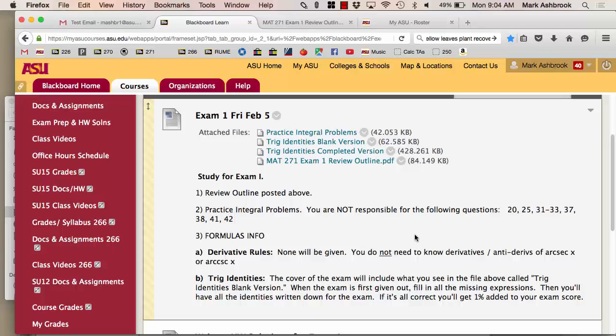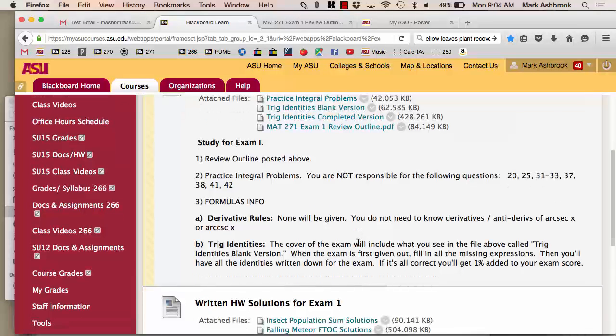The last thing is formulas. In terms of derivative rules, none will be given, okay? So in terms of knowing your derivatives, there won't be any given. You don't need to know arcsecant or arccosecant, all right? Derivatives or antiderivatives of arcsecant, arccosecant won't be on there, okay? But anything else is fair game.